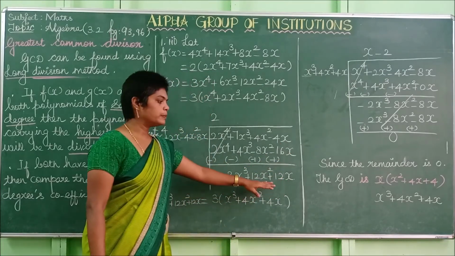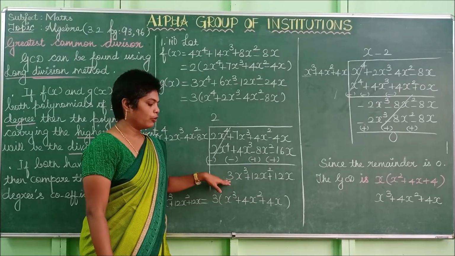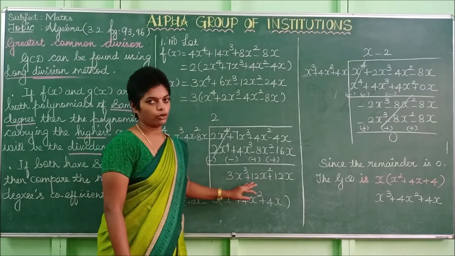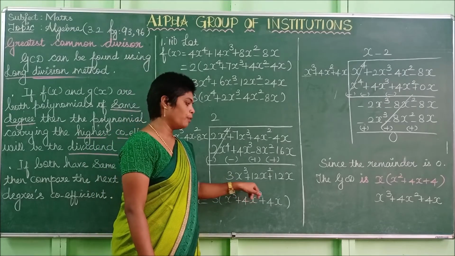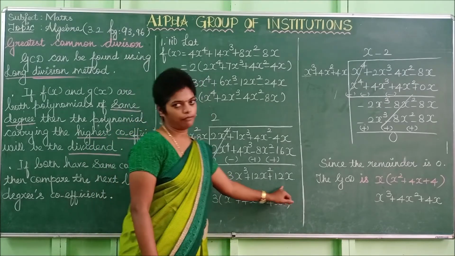Then listen, in this polynomial also, the coefficients come in the 3 table. So you can take 3 outside. Then what are the other values? x cube plus 4x squared plus 4x.